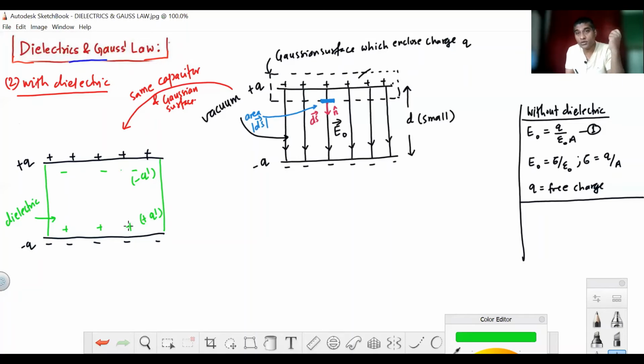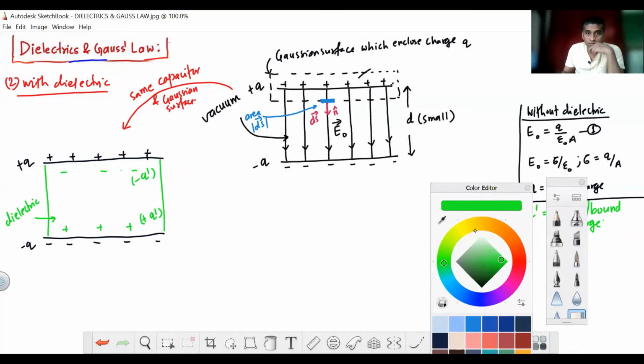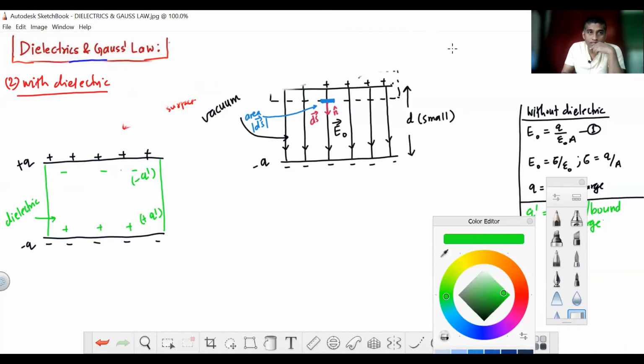So due to redistribution of charge, induced charge minus q dash is present on the upper surface of the dielectric, and induced charge plus q dash is present on the lower surface of the dielectric. So q dash, I'm writing in magnitude, is called induced or bound charge. So I'm erasing it.